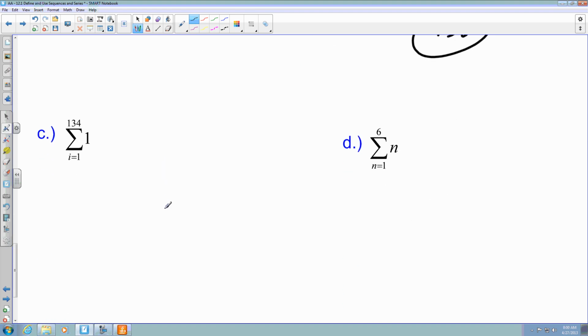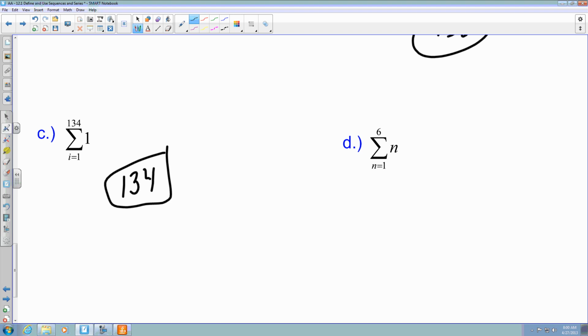For C, you notice that I have I equals 1, but I have no I here in the pattern, and it goes up to 134. So if you ever find yourself with a value that has no I in the pattern, you just write it as the value of the number on top. So this one's going to be 134.